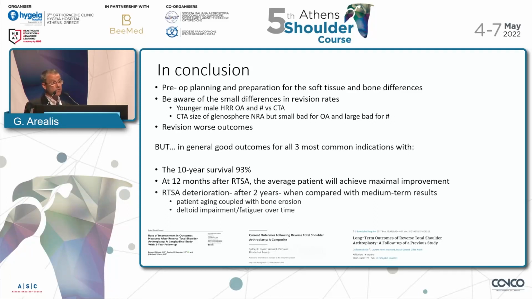But in general, the reverse has, at this stage now, become a very good tool. They have a 93% survival in 10 years. And these good results become stable after 12 months. So you need to wait around 12 to 16 months before you know how much improvement or how better the patient will fare. But there is a deterioration, and this starts to be obvious after 2 years. And this could either be due to patient aging or a deltoid impairment and fatigue, which is, again, something we need to consider when we decide what kind of implant we'll be using.